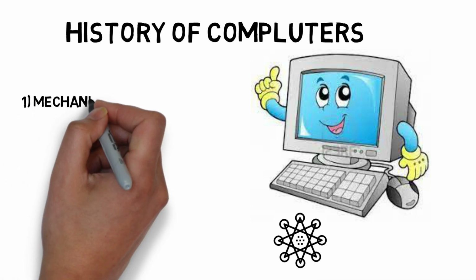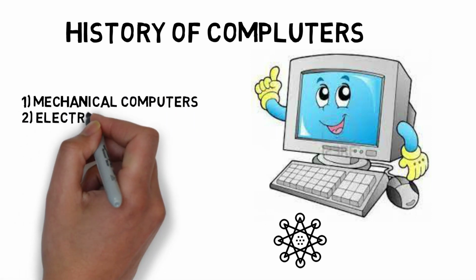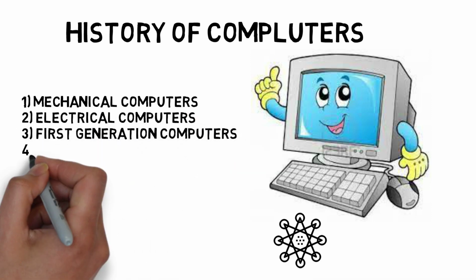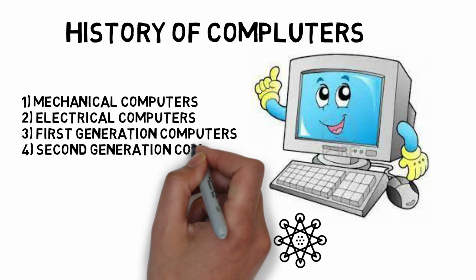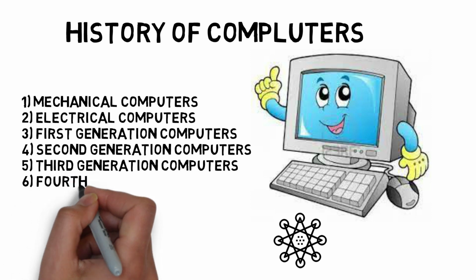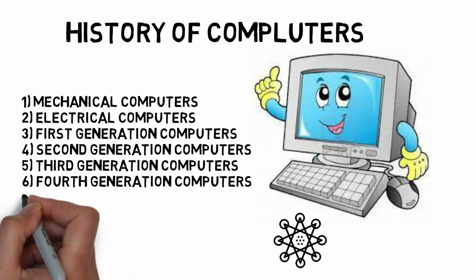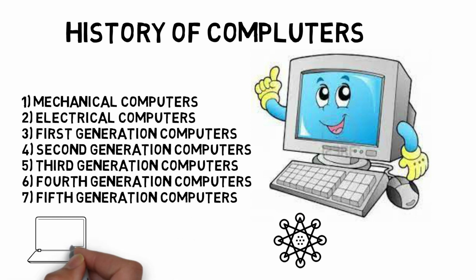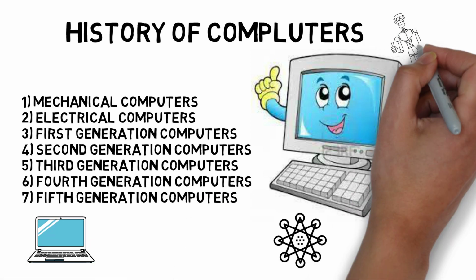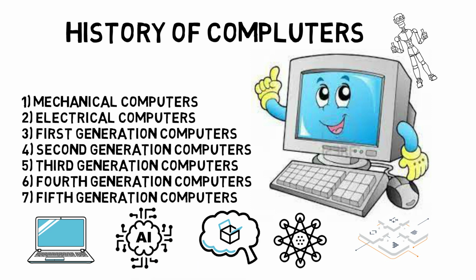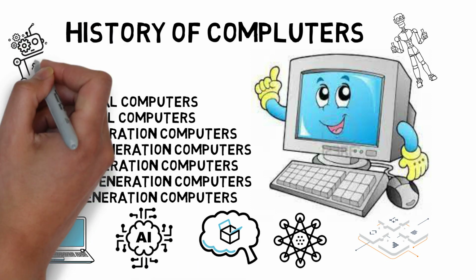1. Mechanical computers. 2. Electrical computers. 3. First-generation computers. 4. Second-generation computers. 5. Third-generation computers. 6. Fourth-generation computers. 7. Fifth-generation computers. Today, computers have become an integral part of our daily lives and continue to evolve rapidly with new technologies such as quantum computing, artificial intelligence, and machine learning.